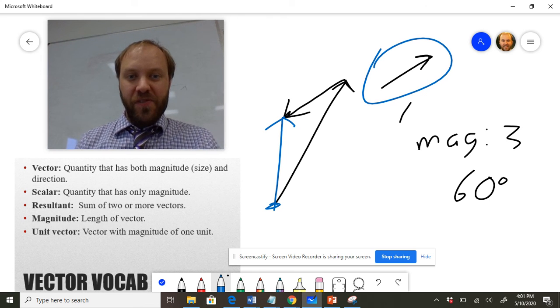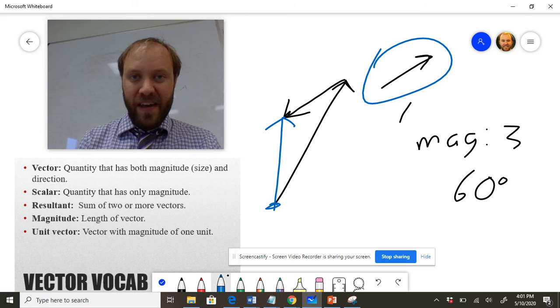Okay, so those are some basics. In the next video, I'll talk about how you can represent vectors in a coordinate plane. It's handled a little bit differently. And I'll also talk about the idea of finding the magnitude of the vector. We'll do that in a different video, though.